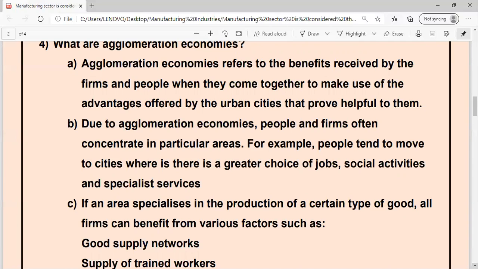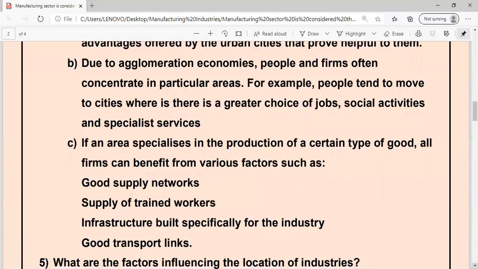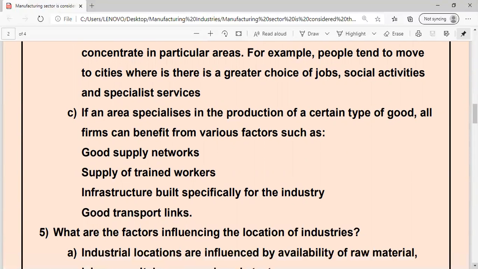So if an area specializes in the production of a certain type of good, all firms can benefit from such factors like a good supply network. You can supply your goods properly, then you will get a supply of trained workers. You will get better trained workers from that place. Then infrastructure would be there and a good transportation network would be there.